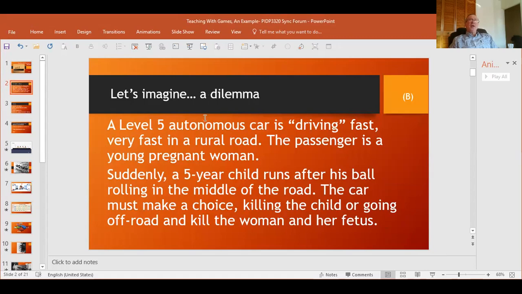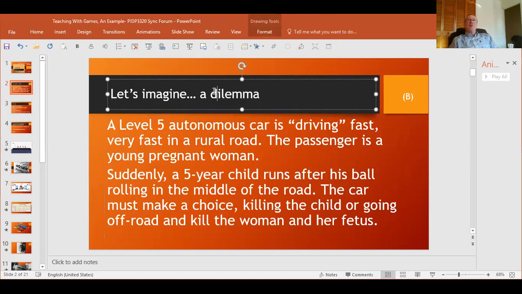Let's imagine this, okay? A level 5 autonomous car is driving very fast on a rural road. The passenger is a young pregnant woman. Suddenly, a 5-year-old child runs after his ball rolling in the middle of the road. The car must make a choice: killing the child, or going off road and killing the woman and her fetus. That is very dramatic, isn't it? But it's a dilemma. It's an extreme one, and hopefully we will never have to make such a decision.